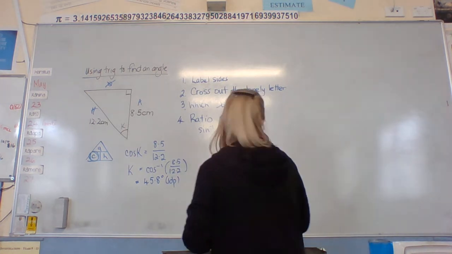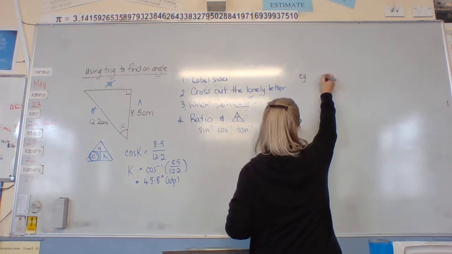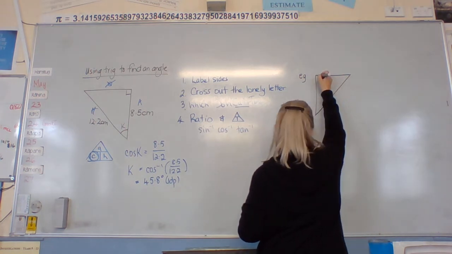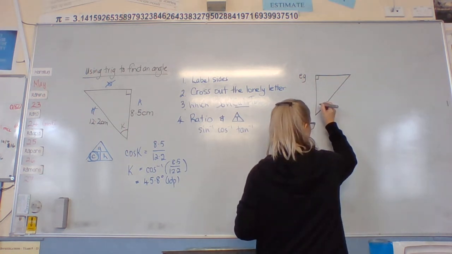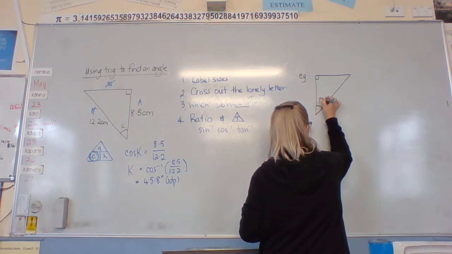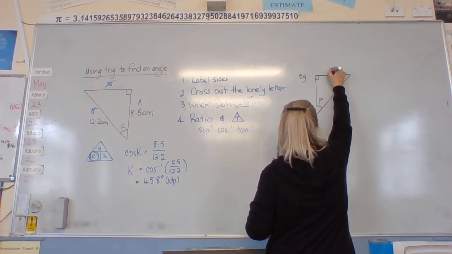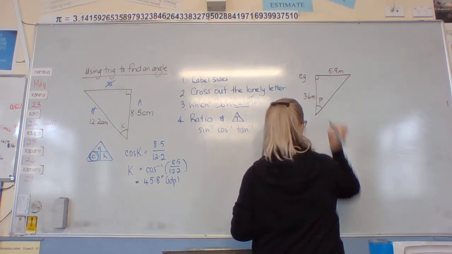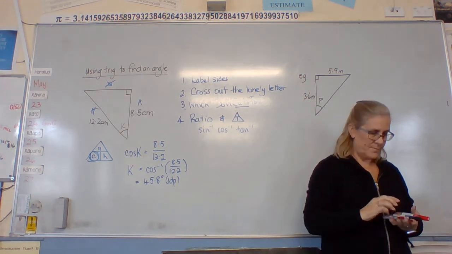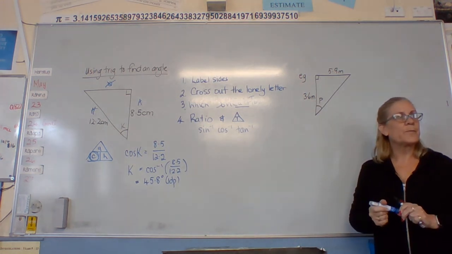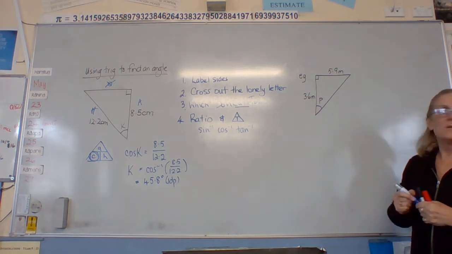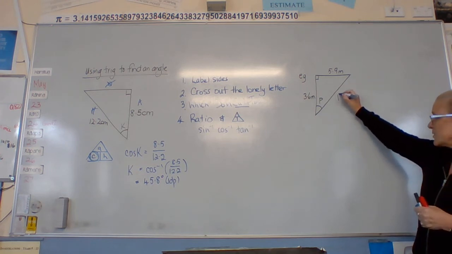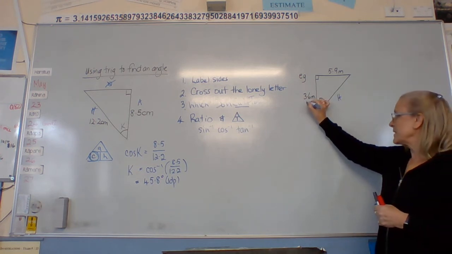Let's have a look at another one. Example 2. Remember, put them in nicely so that you can look at them when you're doing the revision next week before the test. If we want to know this one, and we've got 5.9 metres and 3.6 metres. Right. Here we go. Label the sides for me. This one is H. This one is A.